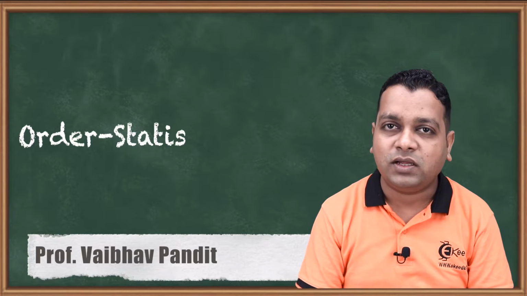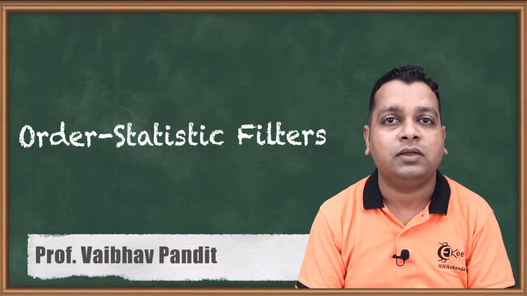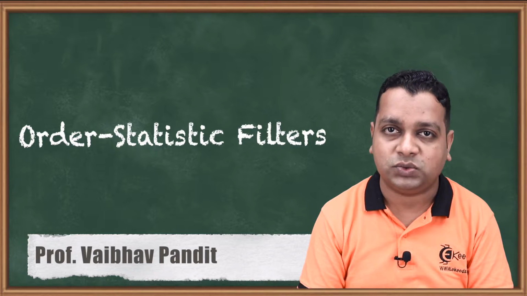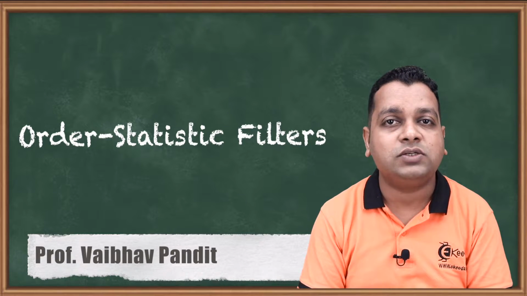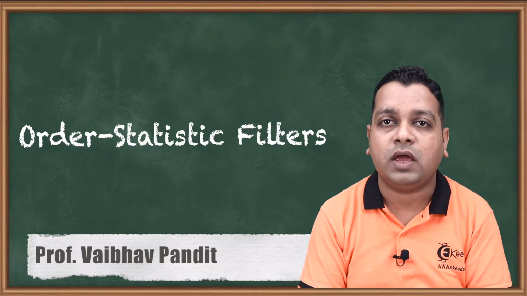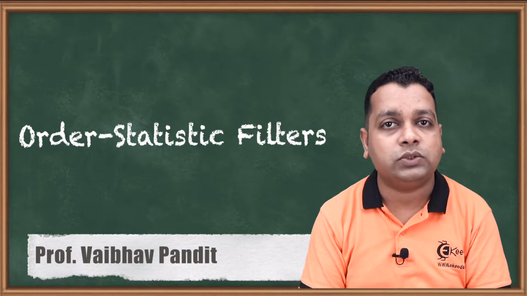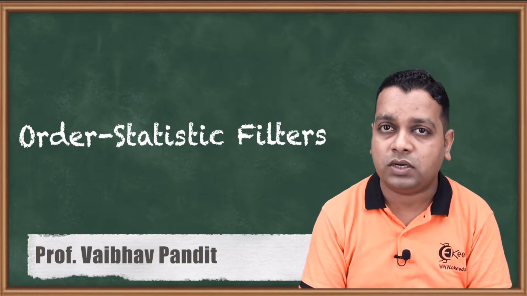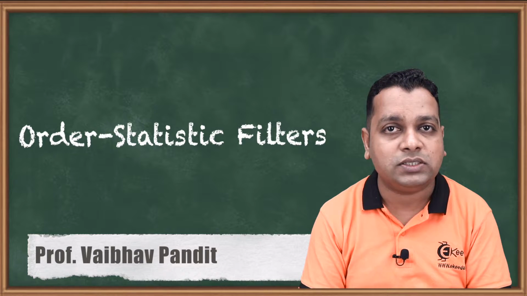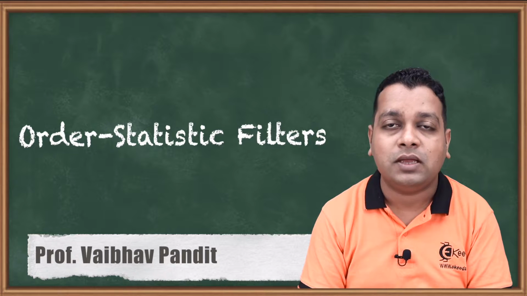Hello friends, I welcome you all to this video. We are with the chapter where we are having the learnings of image restoration. We started this chapter with a model of image degradation where we have seen a degradation function, and after that the various noise models have also been reported, like the Gaussian noise, the salt and pepper noise, the Erlang, that is called as the gamma noise, and so on.